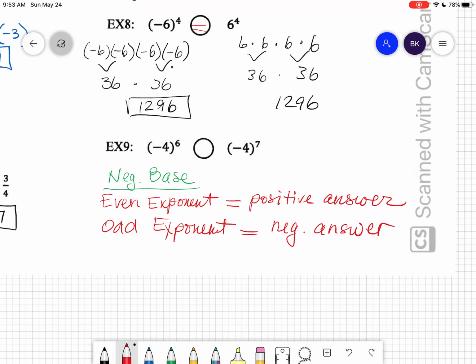Okay, so 6 is going to be even, right? It is even, so you will have a positive answer, and 7 is odd, so it's going to be negative. And honestly, you don't even have to do the computation because negative is always smaller than positive, so your answer will be negative 4 to the 6th power is greater than negative 4 to the 7th. So I'm hoping that this lesson was not too bad compared to our last chapter. Let me know if you have any questions, and I will see you in the next lesson.